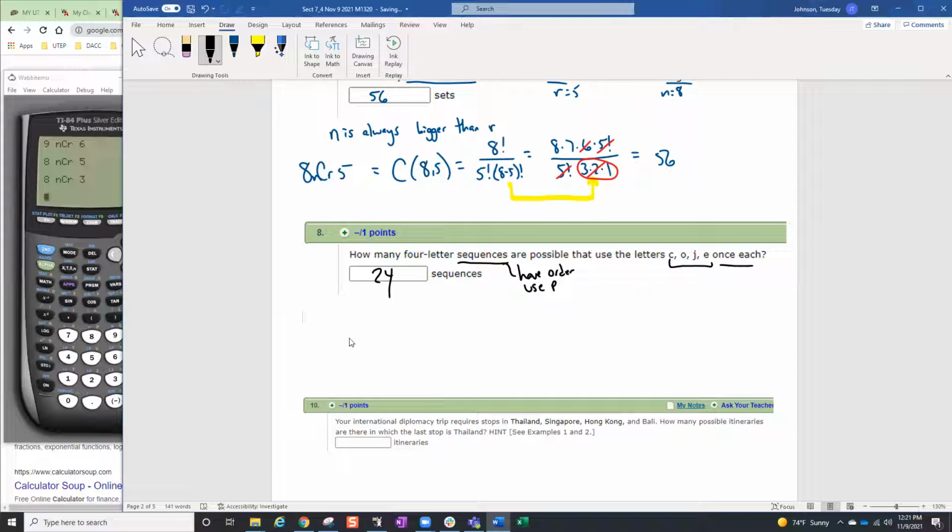We have 4 letters. When we're placing the first letter, we have 4 options. When we're placing the second letter, we've already used 1, so we have 3 options. We have 2 options, and we have 1 option. This is 4 factorial.